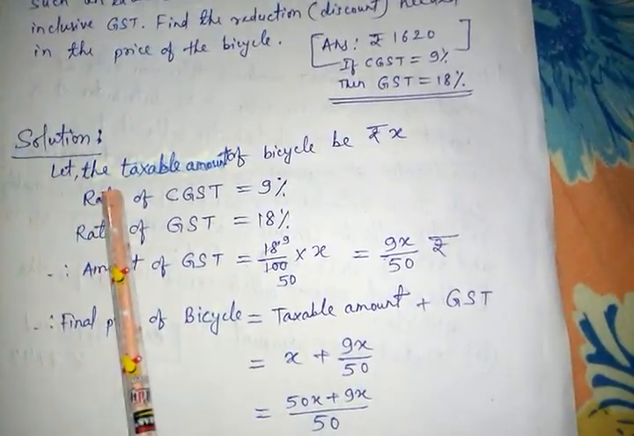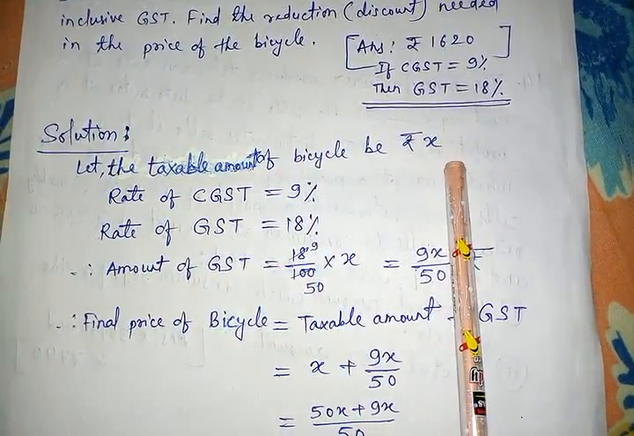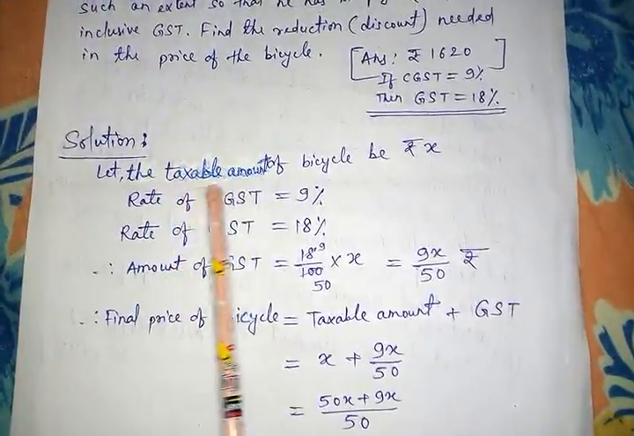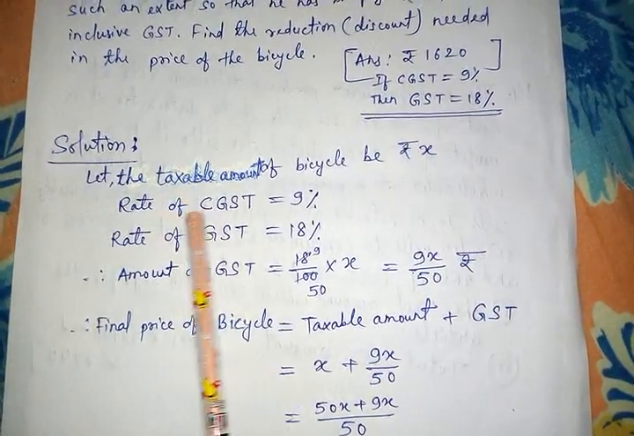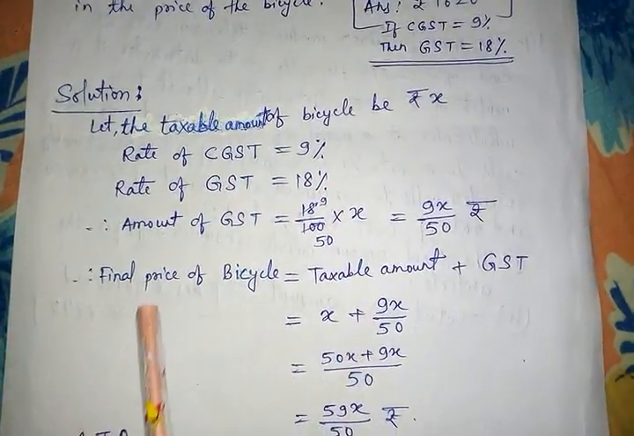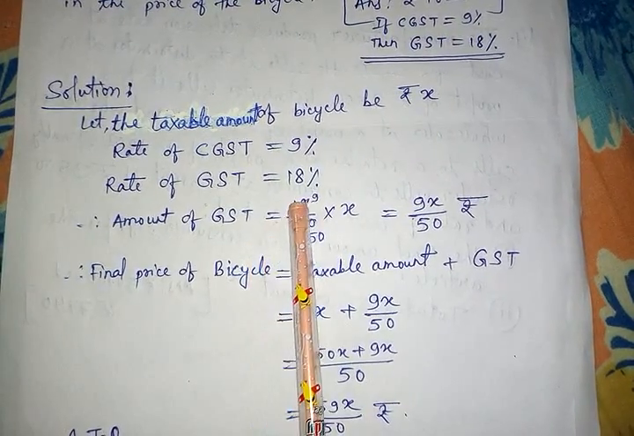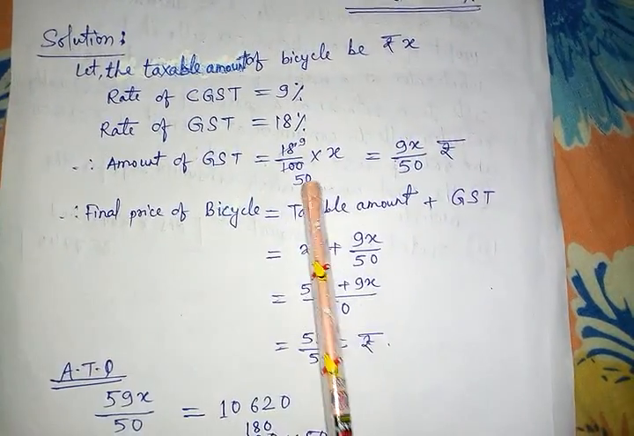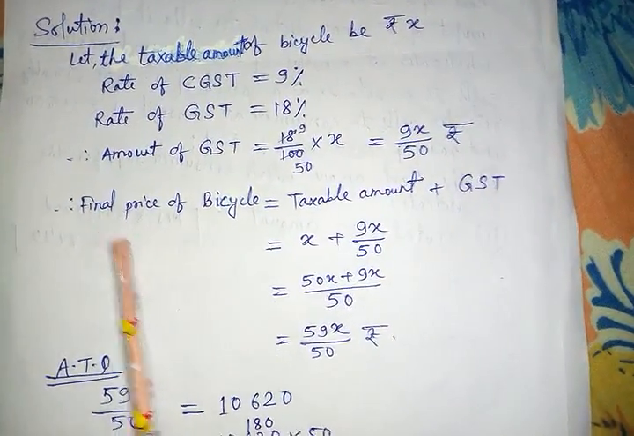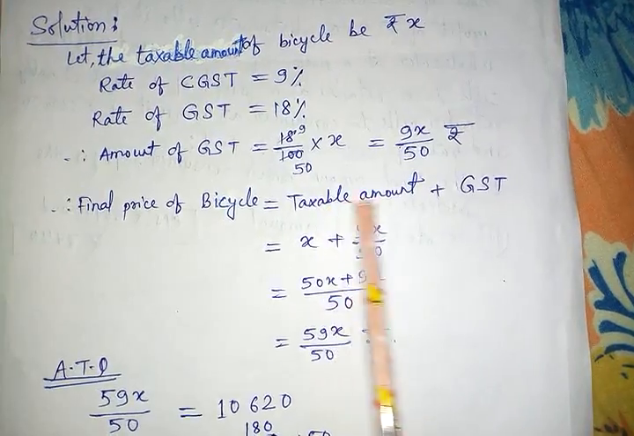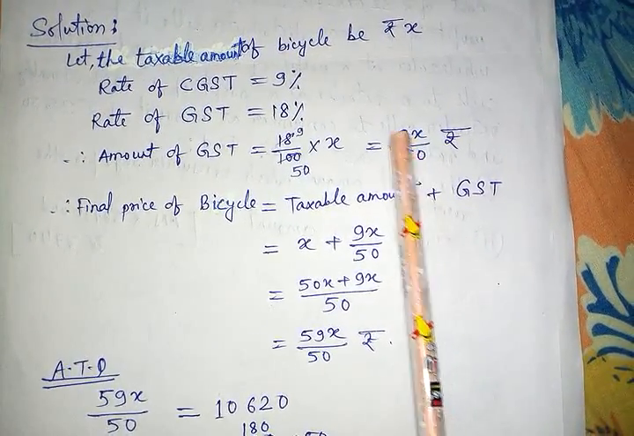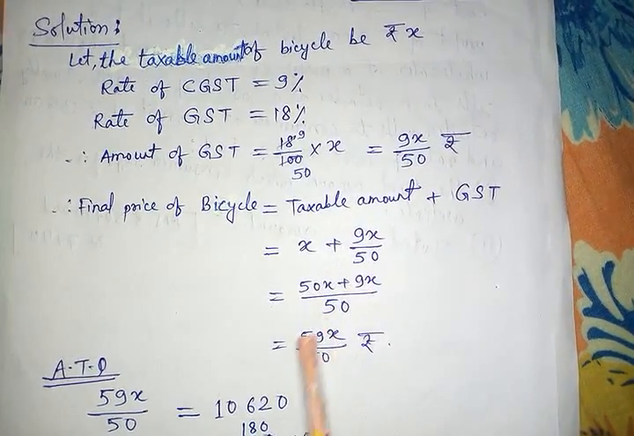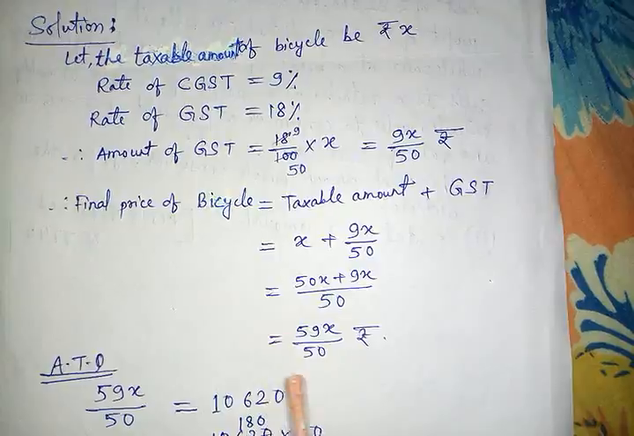So here we can say, let the taxable amount of the bicycle be rupees X, because this is not a taxable amount, because there is going to be a discount. So consider the taxable amount X. Rate of CGST 9%, so rate of GST will be 18%. Amount of GST will be 18 by 100 into the taxable amount. So 9x by 50 is the expression we have got. Now the final price of the bicycle is taxable amount plus GST. So the taxable amount is X, and 9x by 50 is our GST. So when we do the LCM, 59x by 50 is our answer.